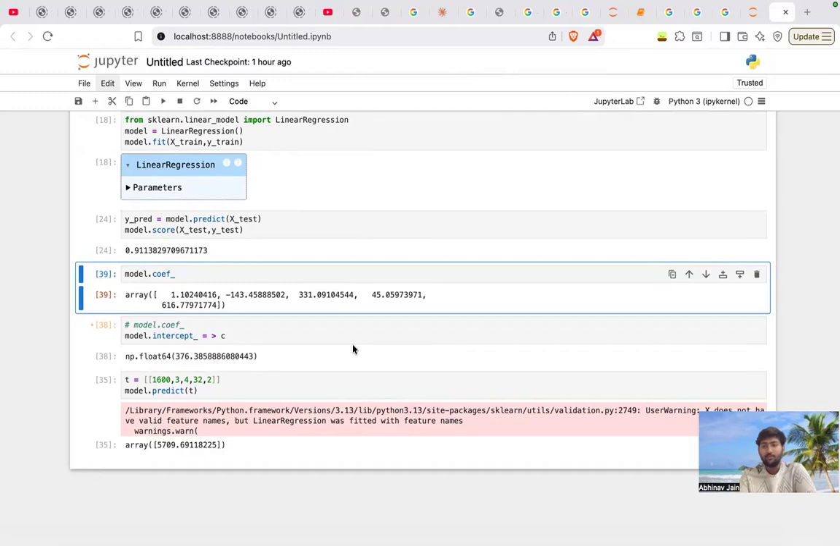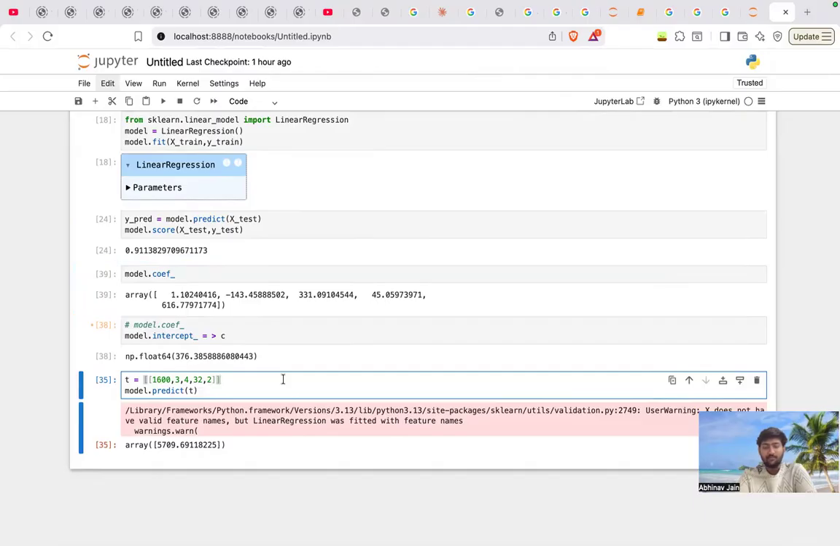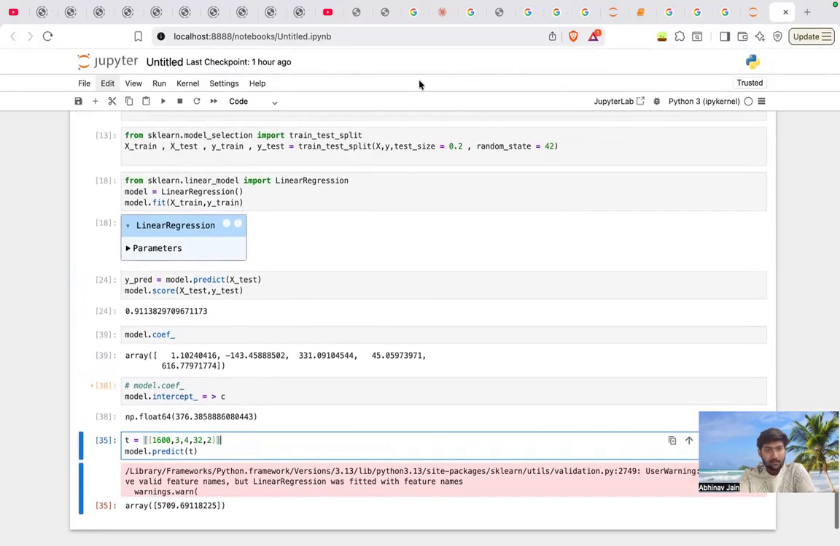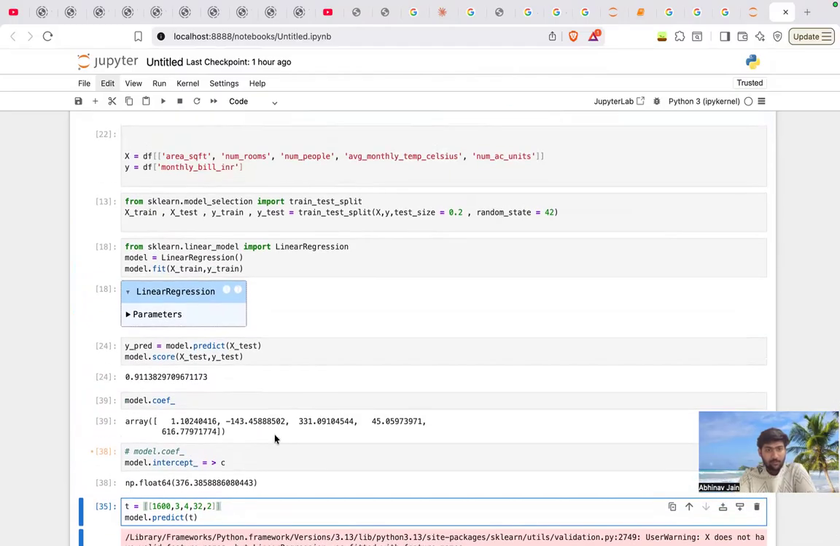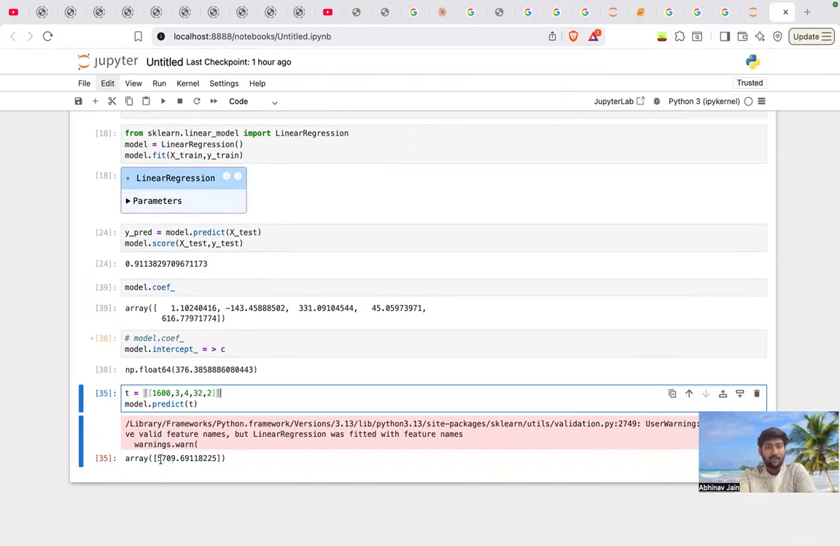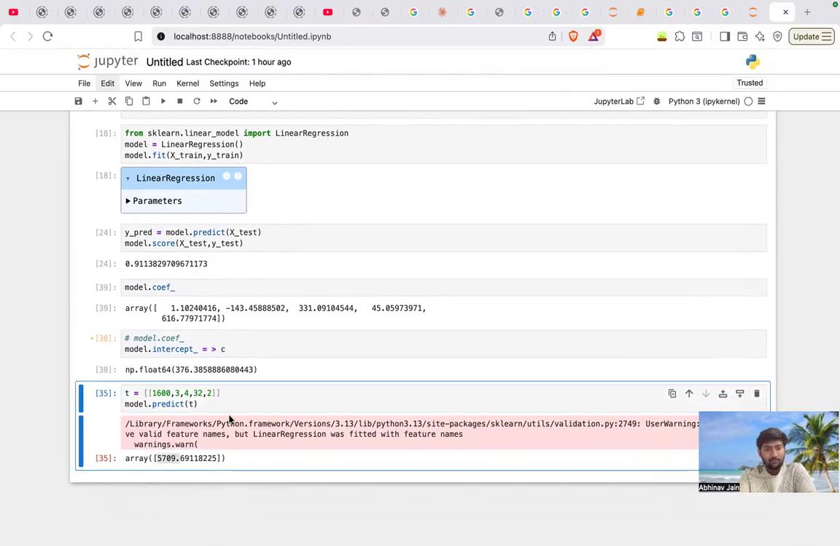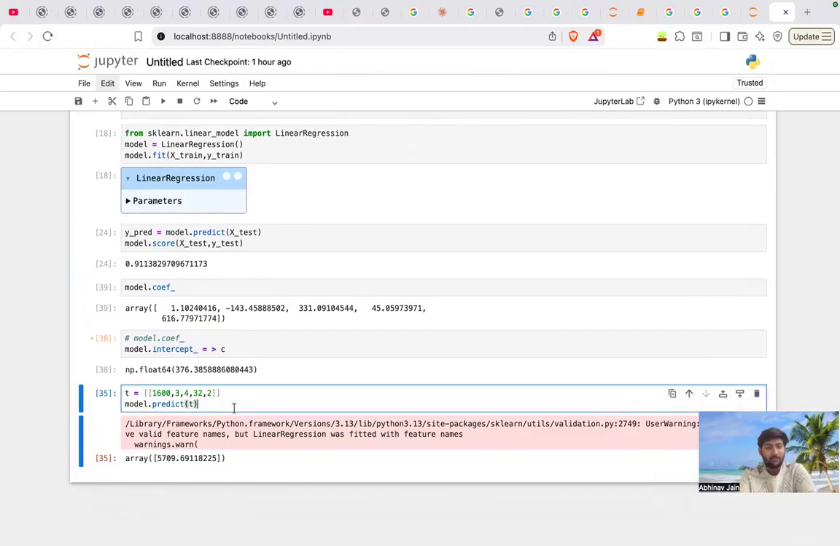And if you want to genuinely test and see for yourself whether it is actually working or not, you could pass some values: 1600 square foot is the area of your home, three is the number of rooms, we have four people, the average temperature is 32 degrees Celsius, and the number of AC units is 2. And if we predict that, we get a monthly average bill of almost 5,709 rupees. So this is how you train a basic linear regression model.